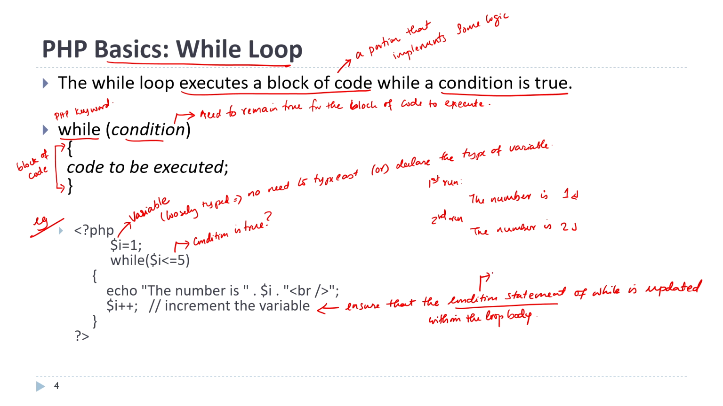Which condition? The while loop condition. The condition statement needs to be updated within the body of the loop. If you do not do it, what will happen? The loop will run endlessly. If you do not want to get into an infinite loop, make sure that the condition variable is updated within the body of the loop, and then we exit out of the PHP interpreter.